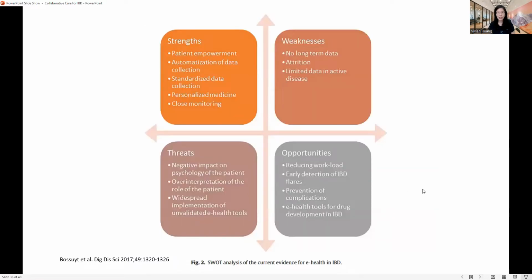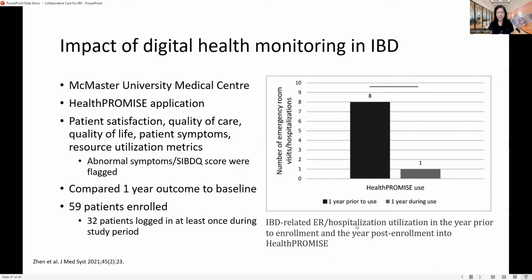The problem is, although this can empower the patients and help monitoring in between clinics, there's still very limited long-term data. And there may be some overinterpretation from some patients. And there's some thought, and it has been observed, that patients who might be anxious or depressed, it might worsen those. So it has to be, again, personalized and tailored to the patient. However, there is, again, evidence that this can reduce things like ER visits or hospitalizations.